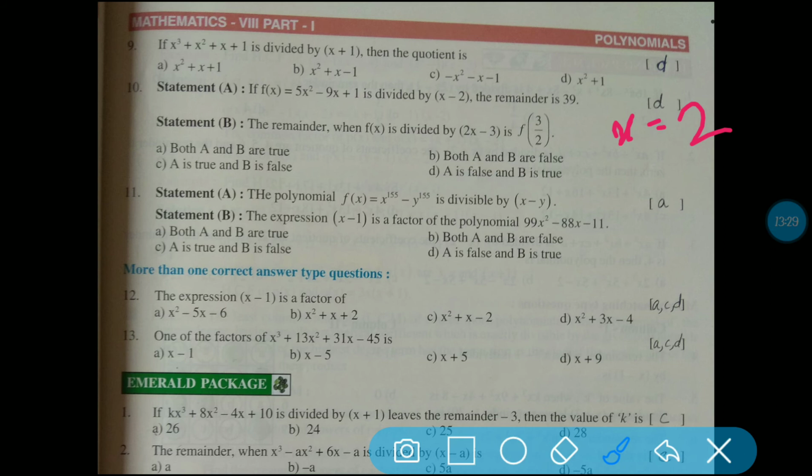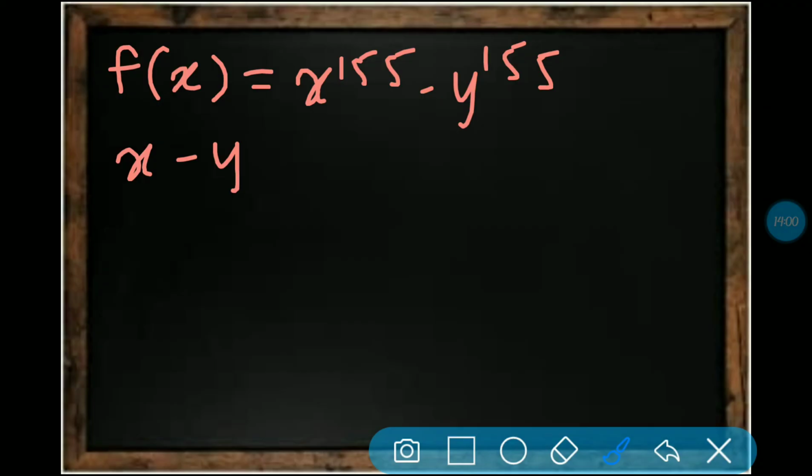So it's wrong, right? The remainder when f of x is divided by 2x minus 3 is equal to f of 3 by 2. So this is the correct statement only. So the option will be D. Okay, A is false, B is true. And the 11th one, next: the polynomial f of x is equal to x power 155 minus y power 155 is divided by x minus y. So this question is a little bit complicated. I will do it.